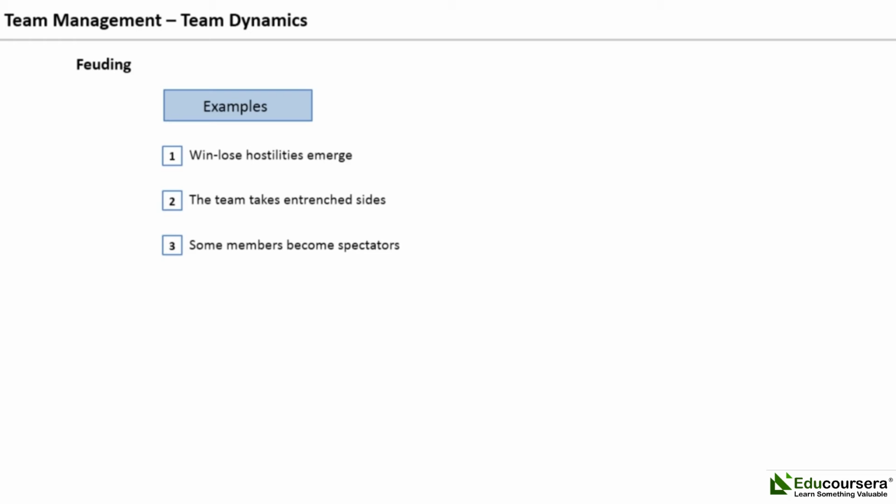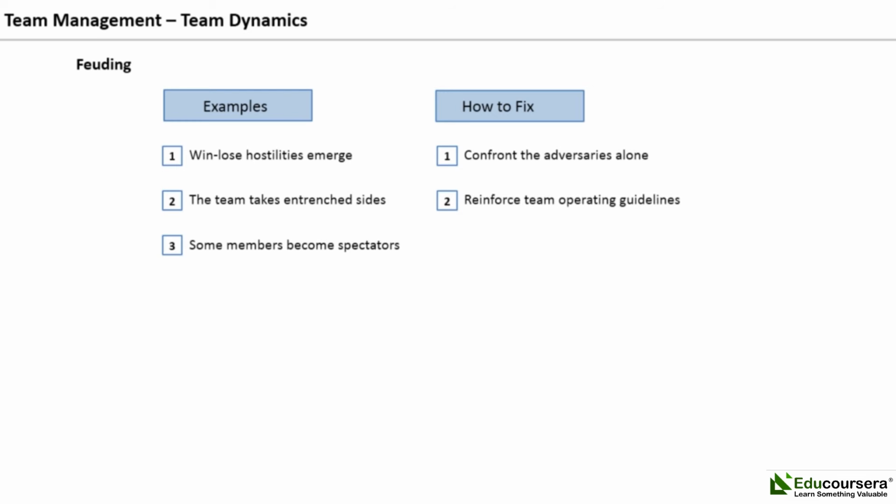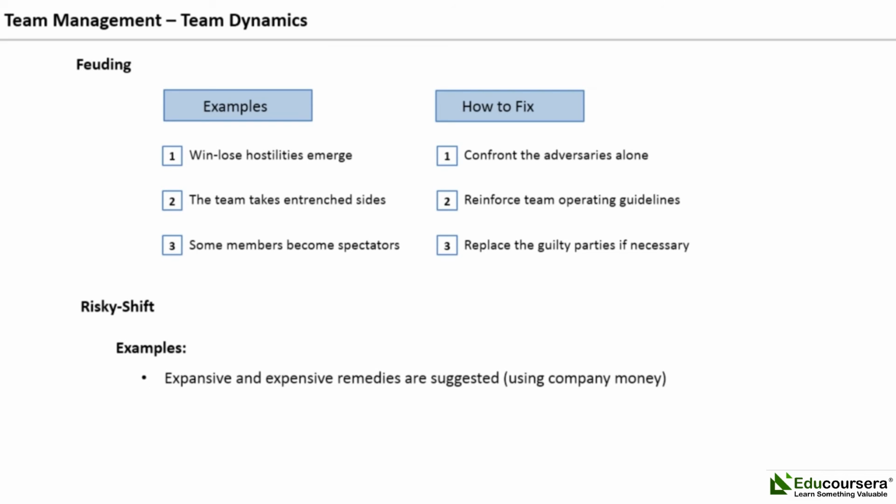Feuding. The examples of feuding include: win-lose hostilities emerge, the team takes entrenched sides, and some members become spectators. We can fix it by confronting the adversaries alone, reinforcing team operating guidelines, and replacing the guilty parties if necessary. Risky shift. The examples of risky shifts include: expansive and expensive remedies are suggested, using company money, and we can fix it by asking, if this were my personal money, would I still spend it?